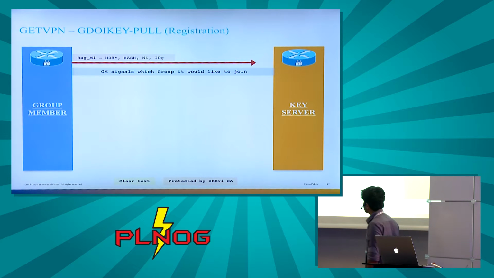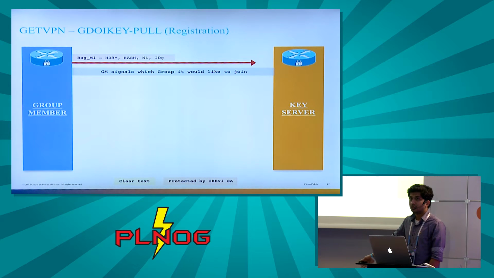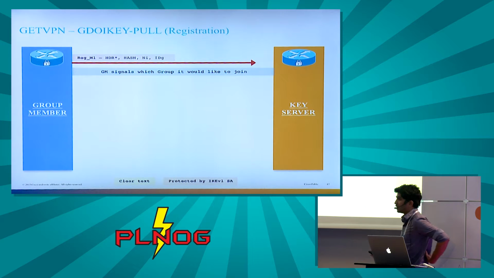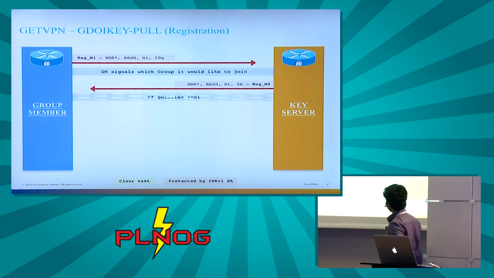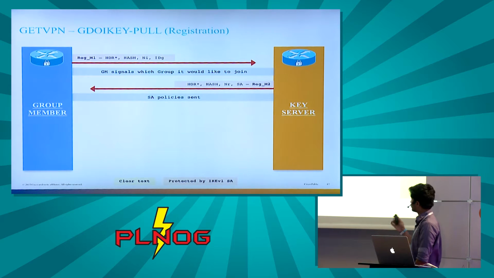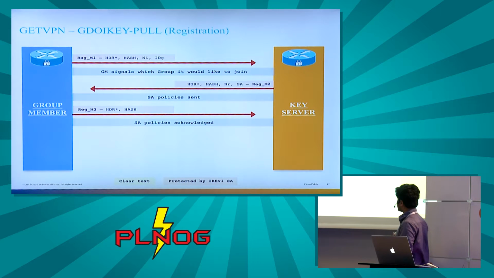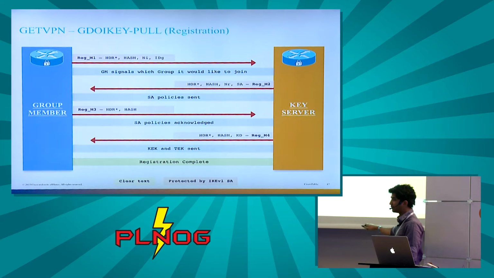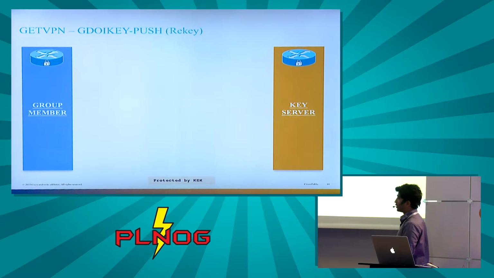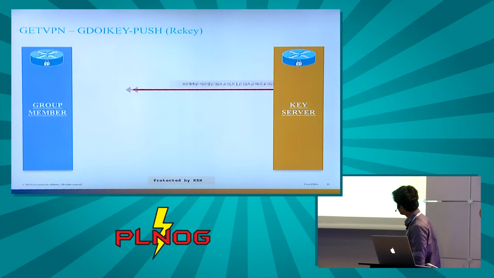Following this, the group member says which group it wants to join. We will see in just a while what is a group and how you identify a group, but the group member says which group it wants to join. The key server says, okay, if you want to join this group, we've defined this policy in this group. You have to encrypt using this encryption algorithm. The group member acknowledges, and finally we send KEK and TEK. From henceforth, we make use of KEK and TEK as long as the group member stays registered. And the minute it gets KEK and TEK, it's ready to go. It'll start encrypting and decrypting.